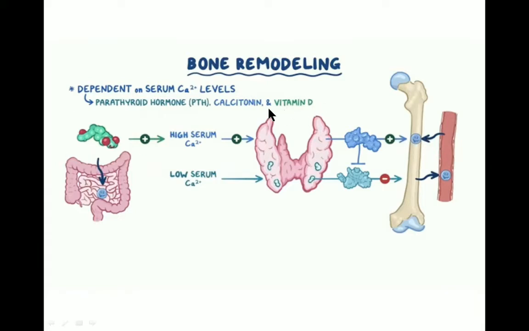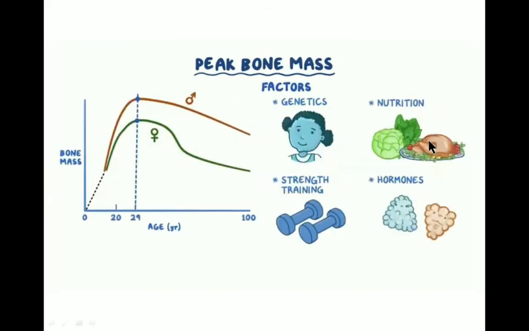And finally, vitamin D. The main function of vitamin D is that it increases the absorption of calcium by the gut, which in turn increases the calcium level in the serum, which in turn increases the calcitonin function, and that's how it increases bone formation. Altogether, that all leads to the peak bone mass.